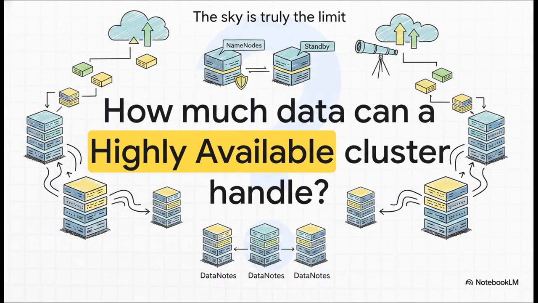By fully separating the metadata from the raw data, utilizing a massive army of commodity data nodes, and securing the master with a standby high availability system, Hadoop creates an incredibly robust architecture. Which really just leaves us with one final thought to ponder. Now that you truly understand the resilient, scalable architecture behind all of this, with high availability fully secured by that standby name node, just how much data could your cluster actually handle? I mean, the sky is truly the limit.